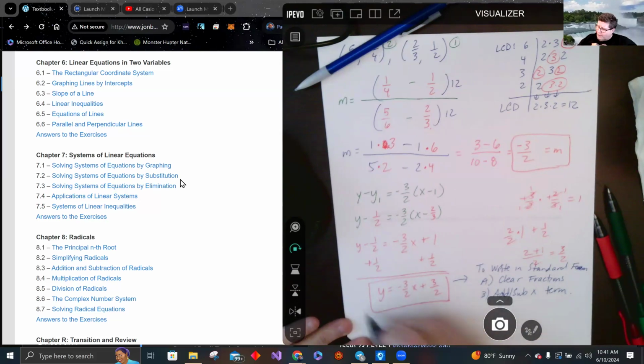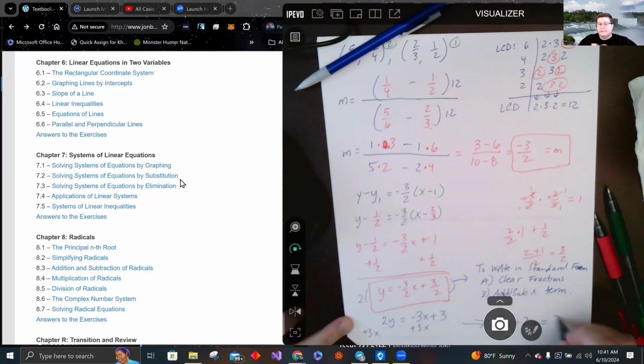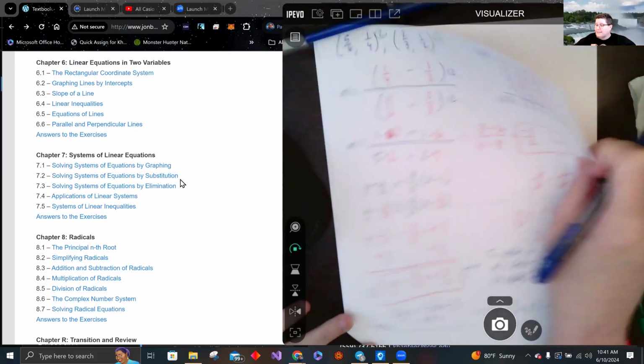So here, if I multiply everything by 2 to clear the fractions, I get 2y equals negative 3x plus 3. And then I will add 3x to both sides. And I get 3x plus 2y equals 3. So that's in standard form.